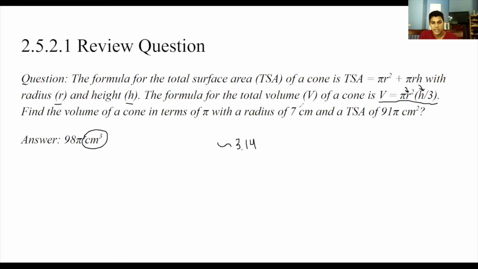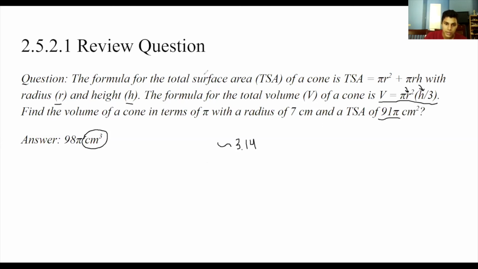Well, how can I calculate the height of this cone? Well, what it also tells us is that the total surface area is 91 pi centimeters squared. Okay, well, since I know the total surface area is 91 pi centimeters squared, and TSA equals pi r squared plus pi times r times h, well, I know all the variables in this TSA equation except for h, which means I can plug those variables in and then use my basic algebra just to solve for the value of h. Okay, so let's do that and figure out exactly what the total surface area is. Or sorry, not what the total surface area is, what h is using the total surface area.